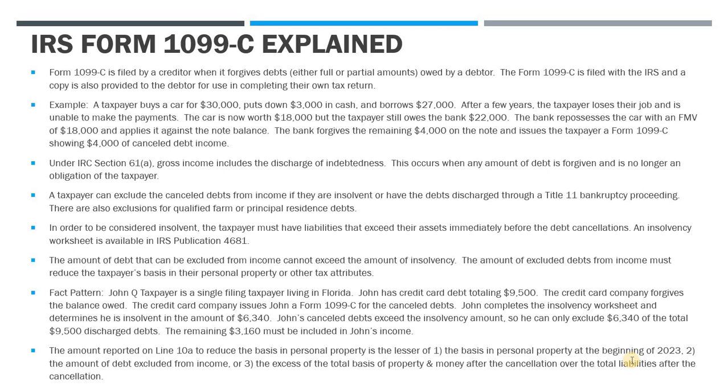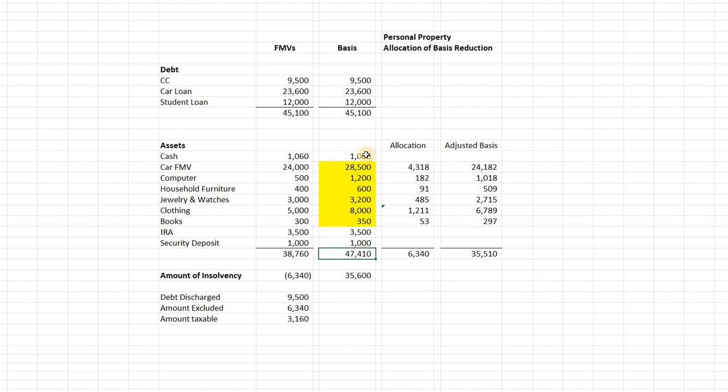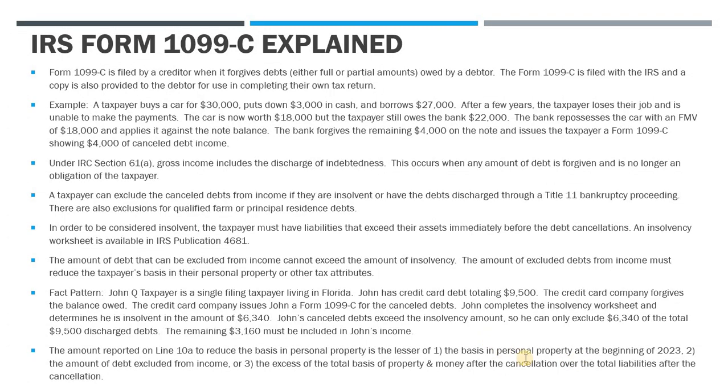So if this is 2022, what's the basis in our personal property at the start of 2023? If we look at his insolvency worksheet, he does have a lot of assets going into the end of the year. The basis in his personal property is $47,410. Now, this is as of the cancellation date, which was in October, but you can see the point. You're trying to add up all the assets that you still have at the start of the next year, and do you have sufficient basis to exceed that cancellation of debt income? $47,000 is significantly higher than the $6,300. So that's the first one.